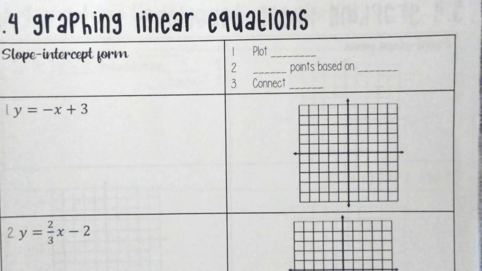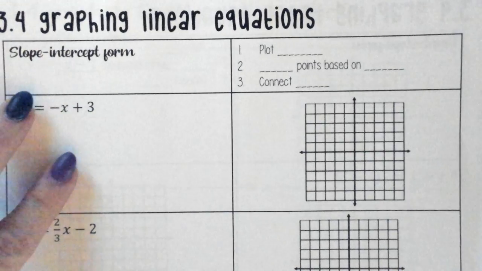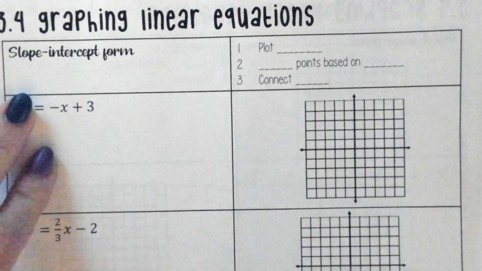Plotting, graphing our linear equations from our equations. So what is our slope-intercept form? What does this look like?